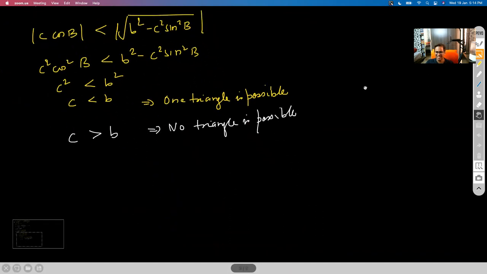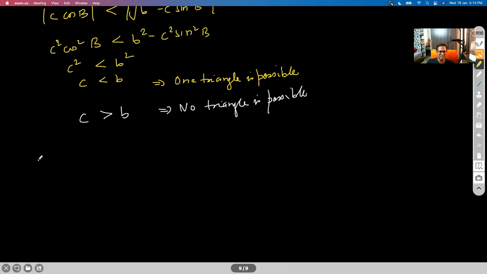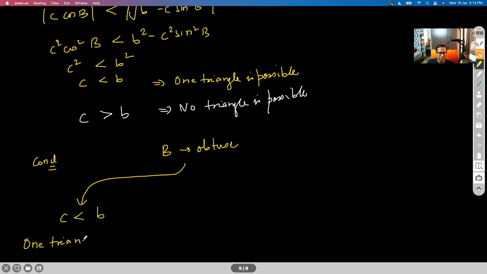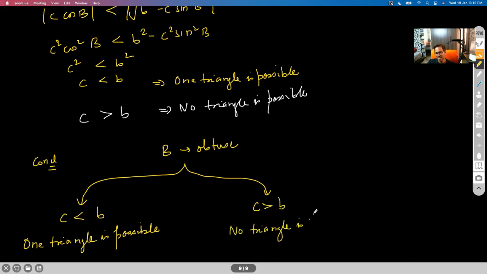Let me just summarize it. The conclusion that we are drawing is that if B is obtuse and your c happens to be lesser than b, then only one triangle is possible. And that triangle is possible when you're taking a positive sign. But if your c is more than b, then no triangle will exist. Are you getting my point here? Now this one triangle that is possible is the one which we had ignored in our previous diagram.